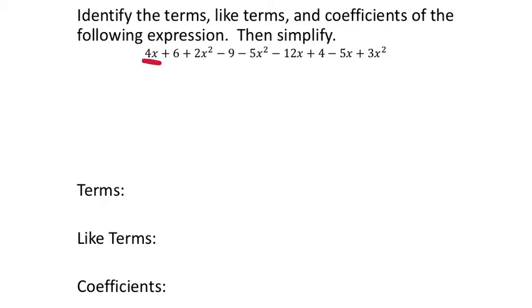So what's my first term? It's 4x. Okay, well, 4x is my first term. I'll put a comma to separate my terms. What's my next term? It's 6.